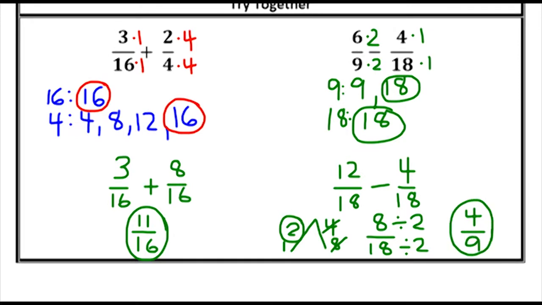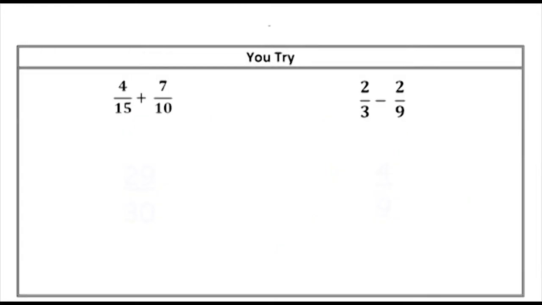On your own, try these two problems. Pause the video and come back when you're done. Show all of your work to receive full credit. Welcome back. First answer, 29 over 30. Second answer, 4 over 9. These are in their simplest form.